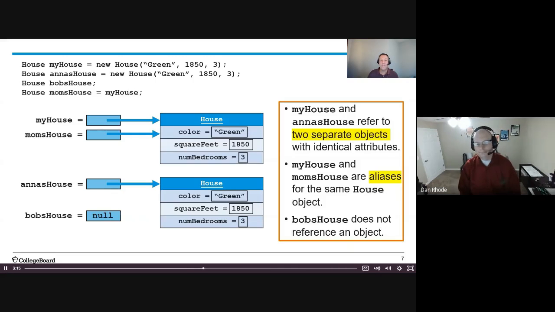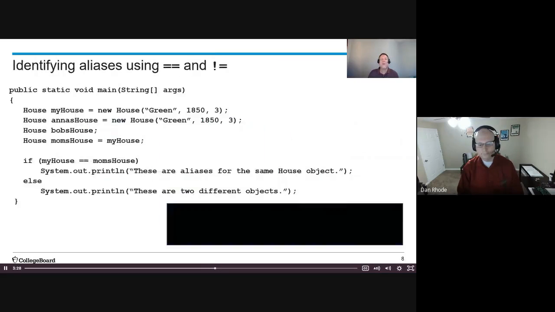My house and mom's house are aliases, just like an author writes a book under a pen name or a pseudonym, same idea. One house, 2 different names. And then Bob's house doesn't reference an object at all. So how do we identify those using a double equal sign or a not equal sign?